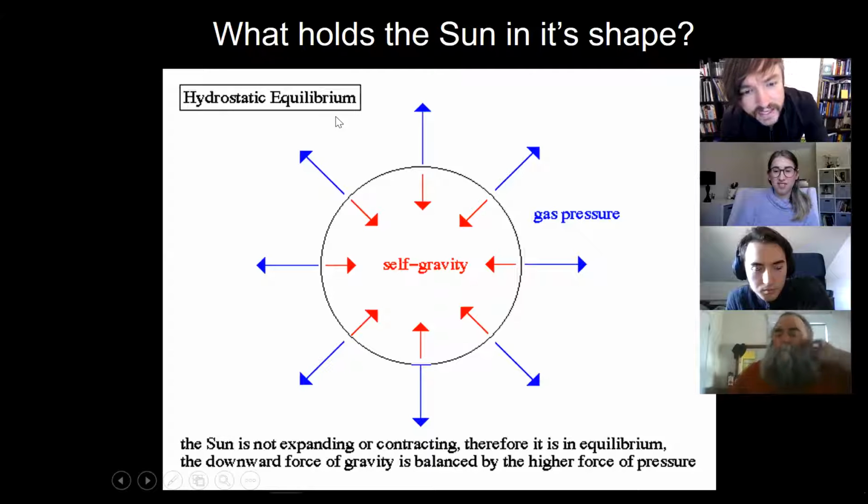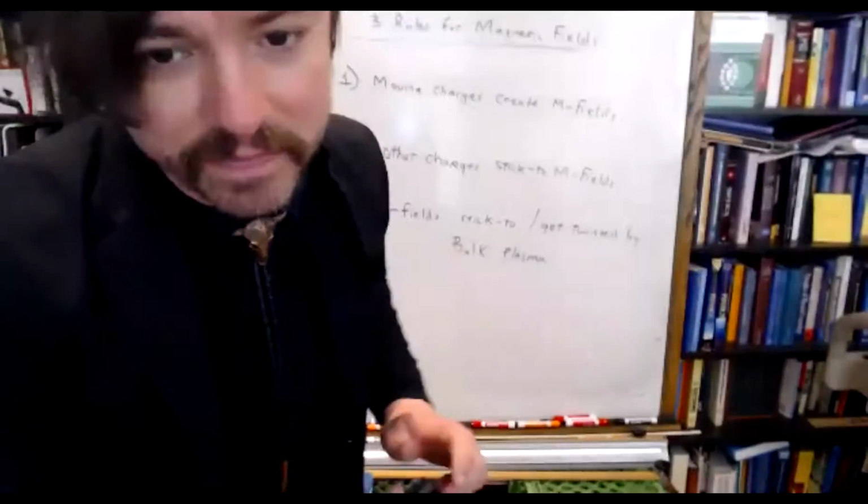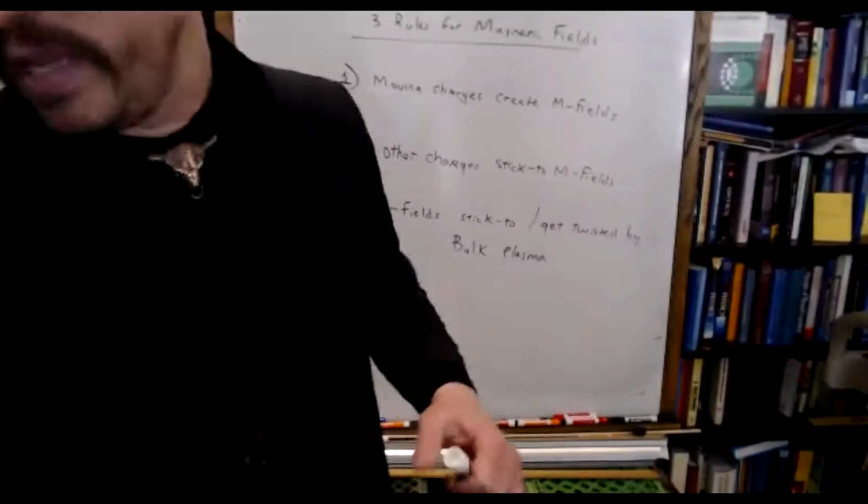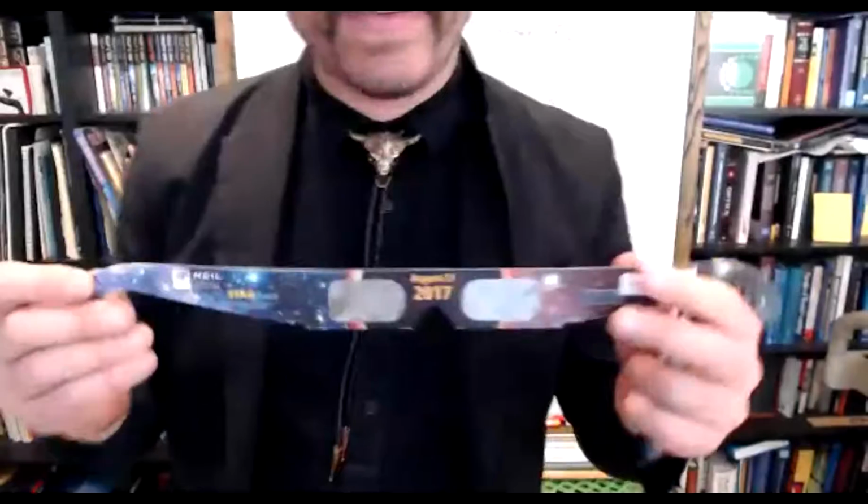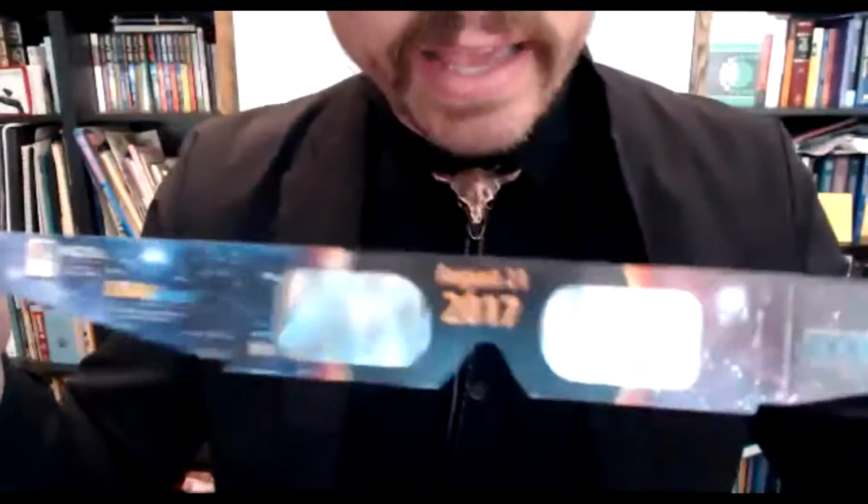So let's take a think here about this concept, a very important concept in solar astronomy or in stellar astronomy called hydrostatic equilibrium. Well, Anna, next time I see you, if I ever get to see you again in person, I can give you your very own pair of these so that you can stare at the sun all you want without going blind.